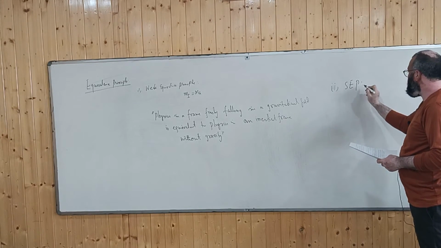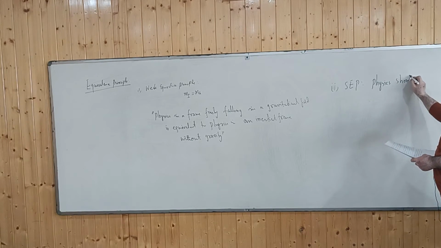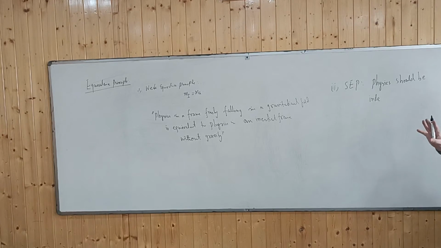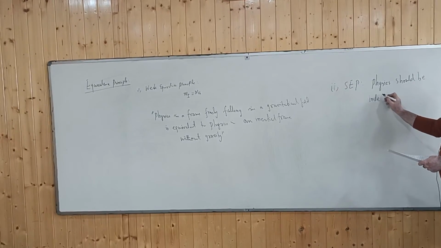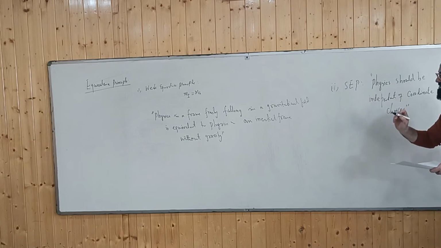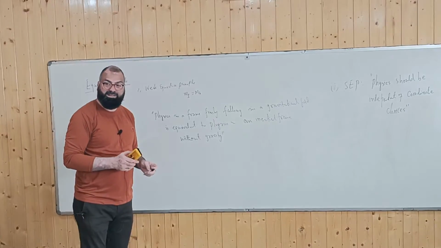Strong equivalence principle. This is very important. Physics of a given phenomenon should be independent of coordinate choices. You should not say physics book, but physics of a given phenomenon. Once these principles are clear to you, you will be able to do many things. Now let's figure out what are the implications of this very principle.